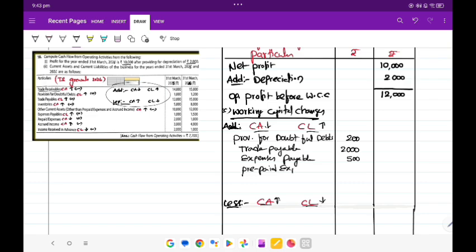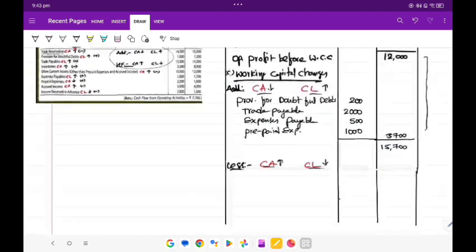Next, prepaid expenses. See how the job becomes very easy when we mark it in the question. Whenever you have examinations, you can do half the problem in the question paper, but use pencil. We can erase and rewrite if we find a mistake. Prepaid expense value is 1,000. So that's it, the add items are these only. Now total it: 200 plus 1,000 plus 2,000 plus 500 plus 1,000 gives 3,700. 3,700 plus 12,000 gives 15,700.